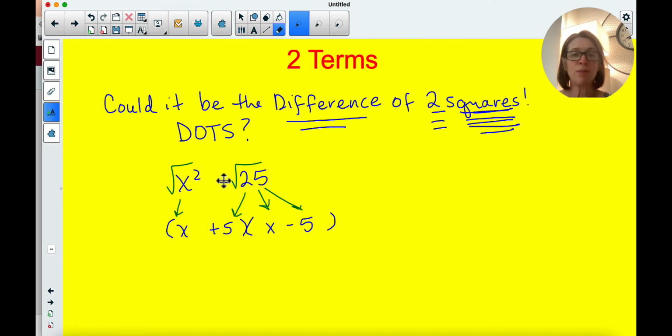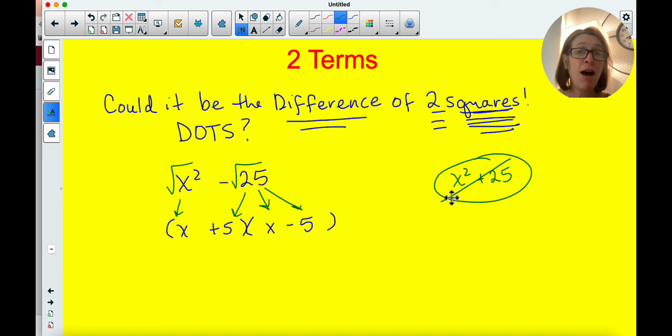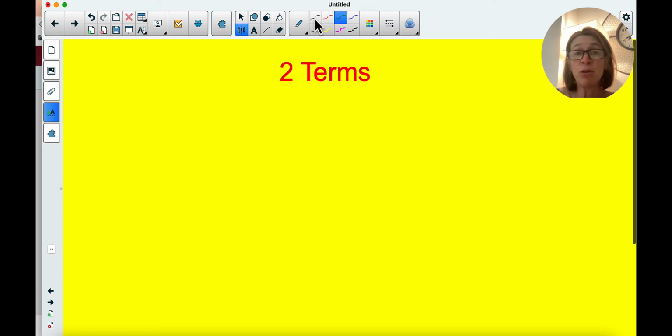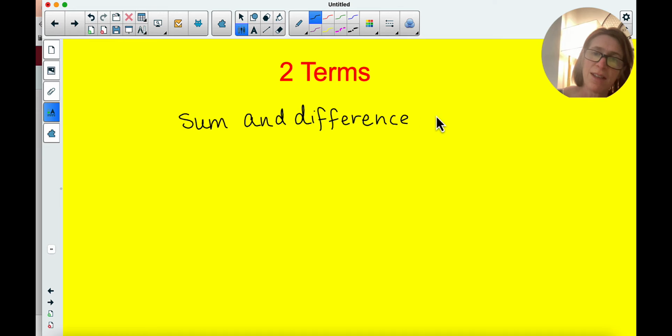So if there's 2 terms, I'm going to look for dots. Be careful. One of the things that could get in the way is that it's not dots. It's like x squared plus 25, and that's actually not factorable. So beware of the plus sign with 2 terms. The other thing you could be dealing with with 2 terms, if you learned it, would be the sum and or difference of cubes.